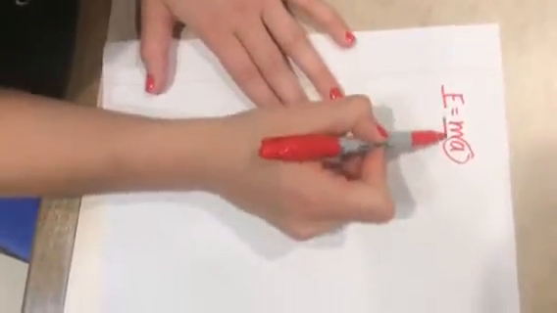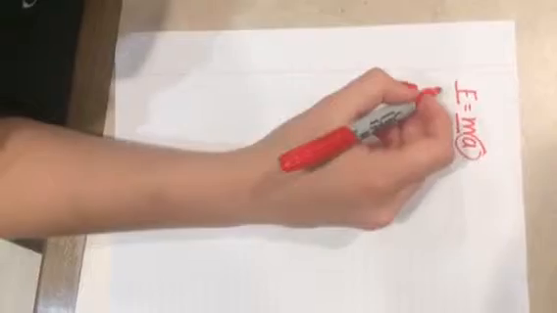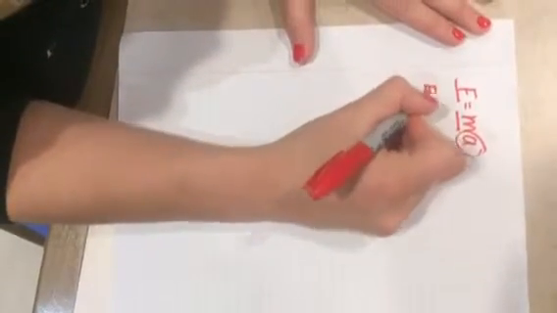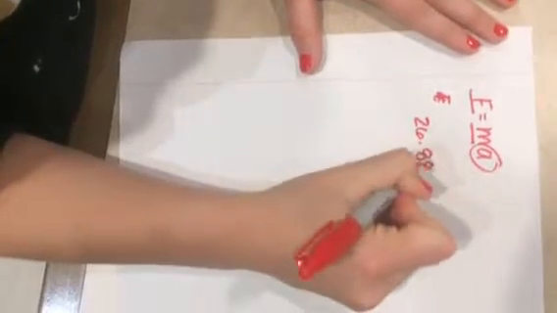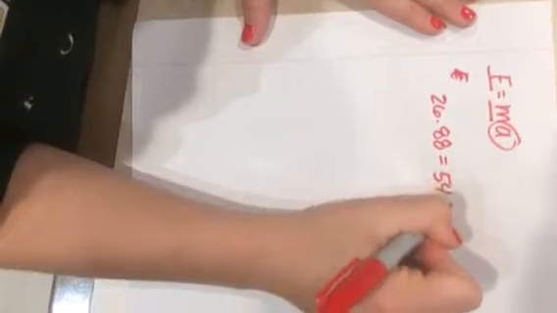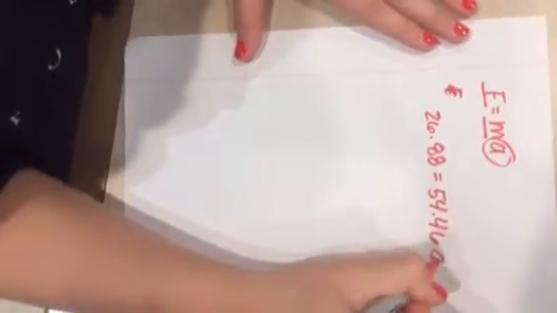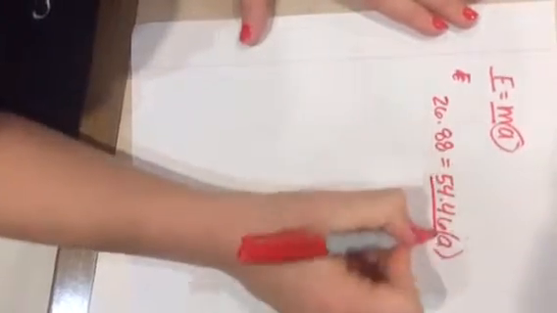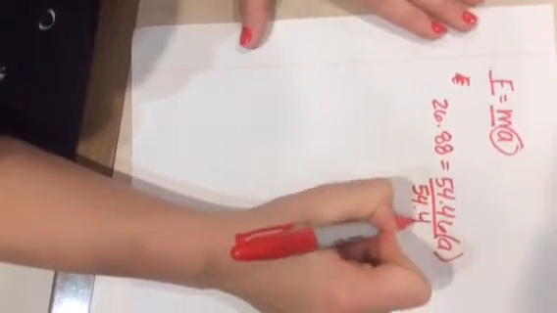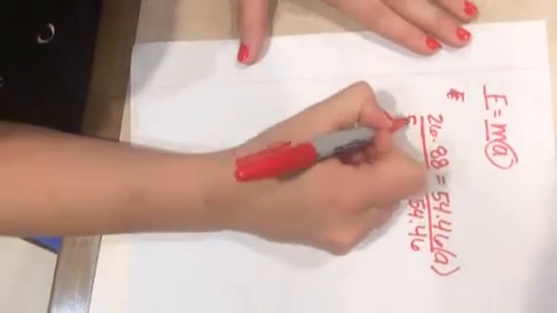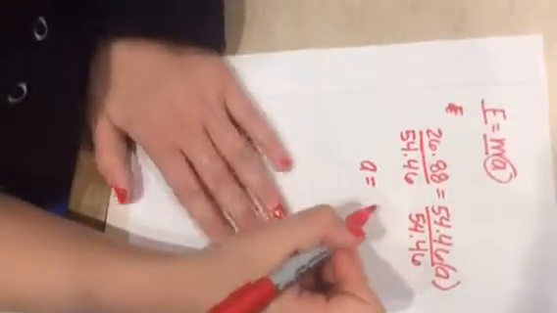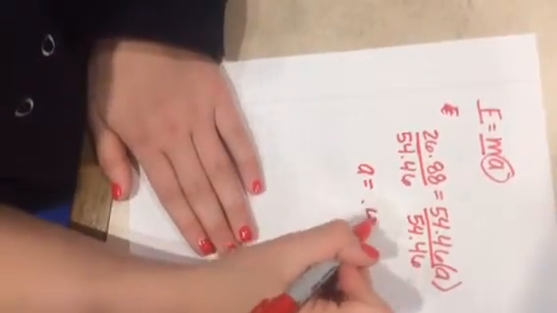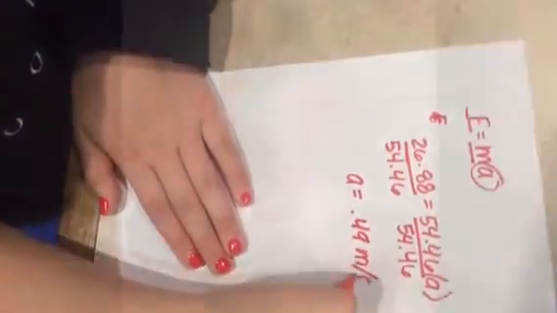Okay, so we're still using this same equation, force equals mass times acceleration, but now we're finding acceleration because we know force and the mass. So we're going to take the force, which is 26.88, and we're going to set that equal to our mass, which is 54.46, times acceleration. Then you're going to divide 54.46 from both sides, and your final acceleration is going to be 0.49 meters per second squared.